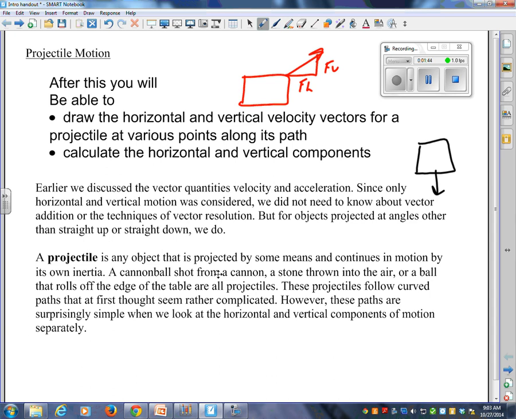A cannonball shot from a cannon, a stone thrown into the air, or a ball that rolls off the edge of a table are all projectiles. It does not need to be at an angle. The angle of 0 is equally as good as an angle of 30 degrees or 45 degrees or even 90 degrees. It's all equal projectiles.